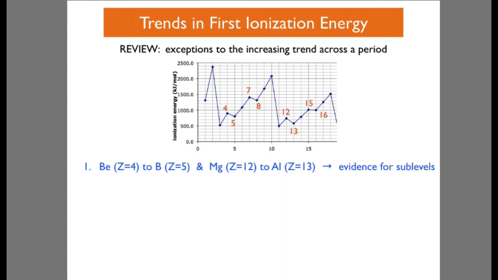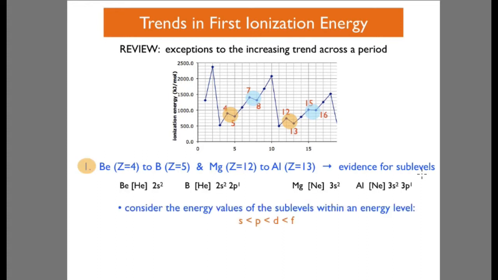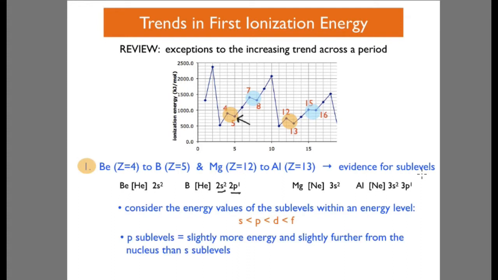And you can see we've got magnesium, and there's a drop in ionization energy as you go along to aluminium. If you recall, this was evidence for sub-levels for these two. We'll talk about that later. If you consider the energy values for the sub-levels within an energy level, we know that S is smaller than P, which is smaller than D, which is smaller than F.